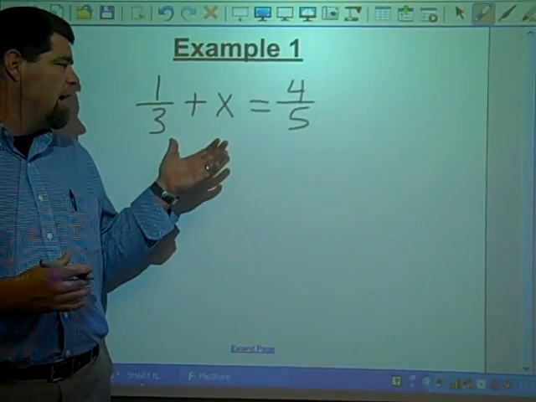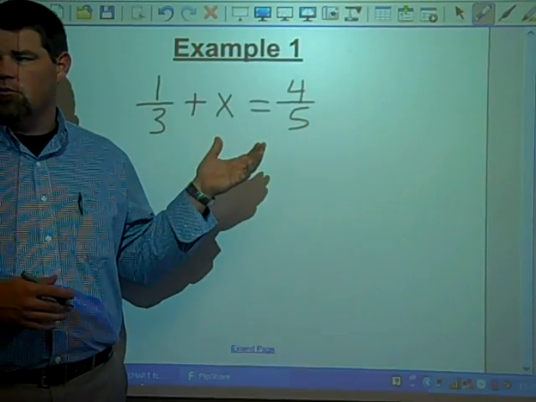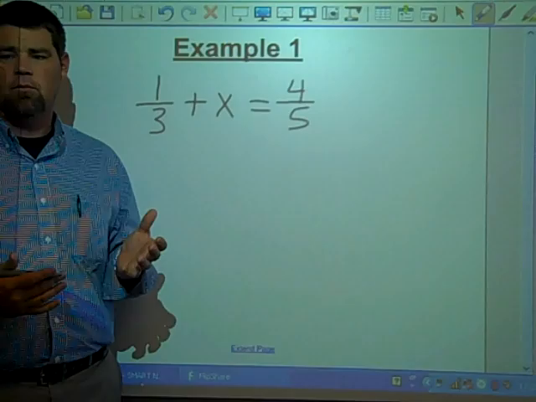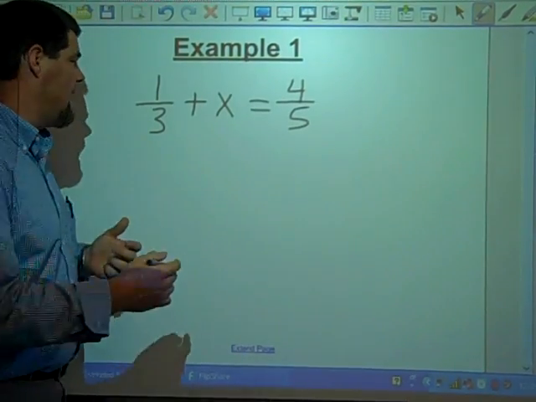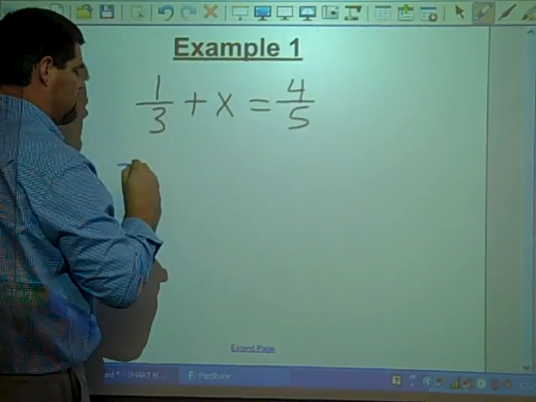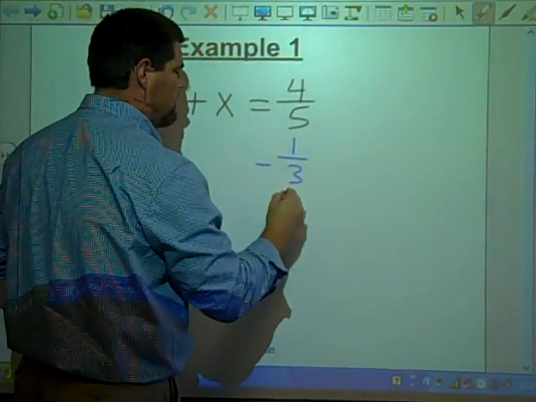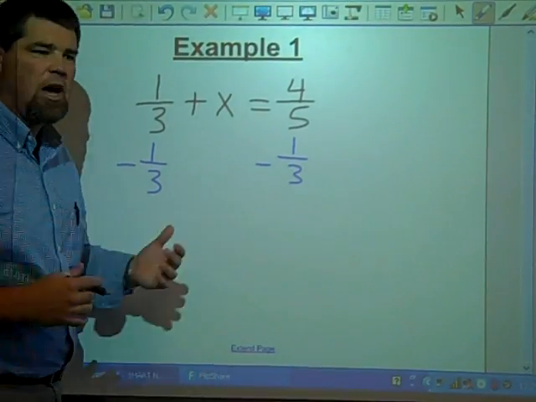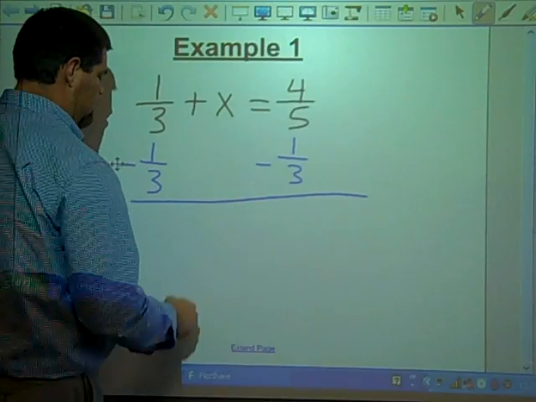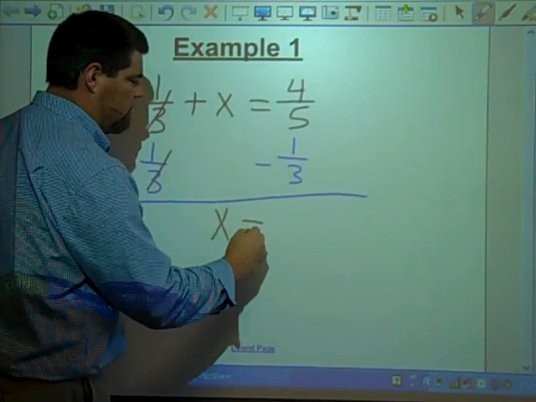So to get that x by itself, we've got to get rid of the number that is with that variable. So to get rid of this 1/3, what do we do? We're going to minus 1/3 from both sides. So we're going to subtract 1/3 from this side, and we're going to subtract 1/3 from this side. Remember, if we do it to one side, we have to do it to the other. All right, our 1/3s are going to cancel because they equal 0, leaving us with x equals.